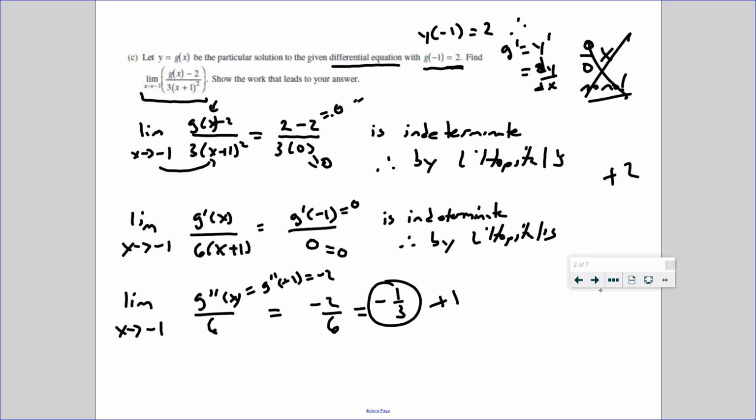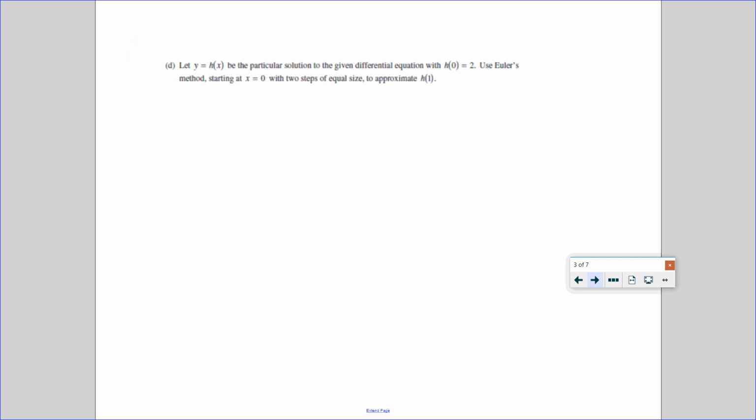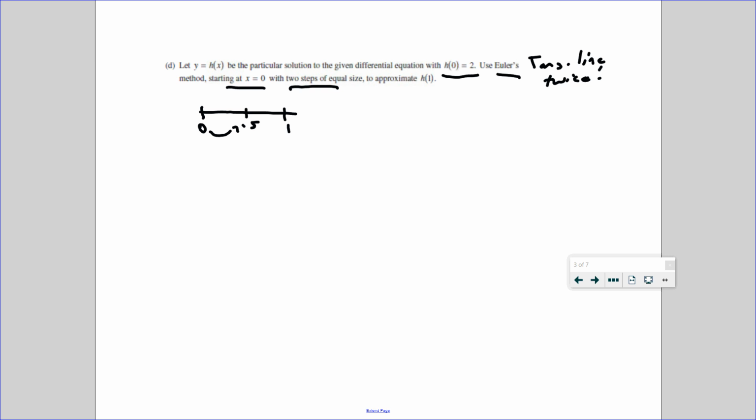All right, the last one, part D, says let y equal h of x be a particular solution for the differential equation, h of 0 equals 2. And they're saying use Euler's method starting at 0, with 2 equal steps. Remember, Euler's is just tangent line twice. That's all they really want us to do here. Tangent line twice. So I'm going from 0 to 1. So if I'm starting at 0, I'm going to 1. What number is in between? 0.5. And that's what I'm going to use here.